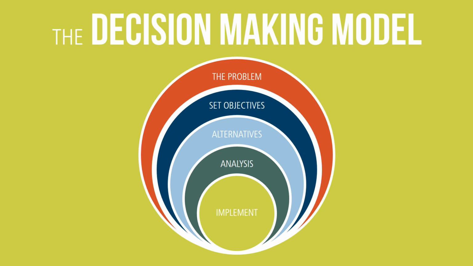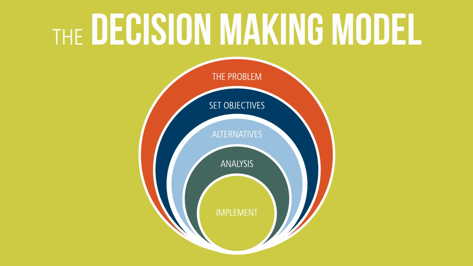Step 2. Set objectives and criteria. After you've defined the problem, you set an objective, the end result of the decision to solve the problem. Identify the criteria the decision must meet to achieve the objective.